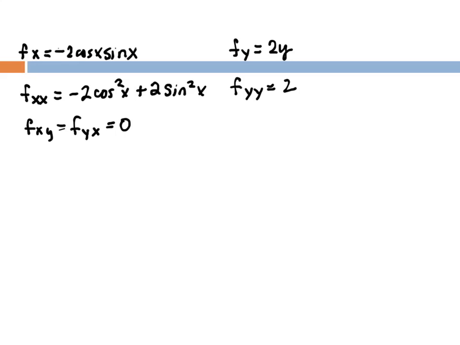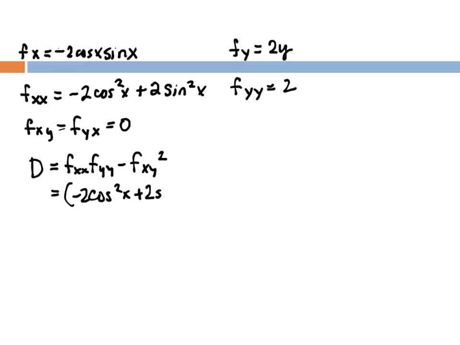So we're actually ready to do the determinant. Okay. You can write it in a matrix form if you like. You don't need to do that. But the determinant is f sub xx times f sub yy, minus f sub xy squared. So this is the -2 cosine squared of x plus 2 sine squared of x times 2. That's f sub yy. And then minus 0 squared.